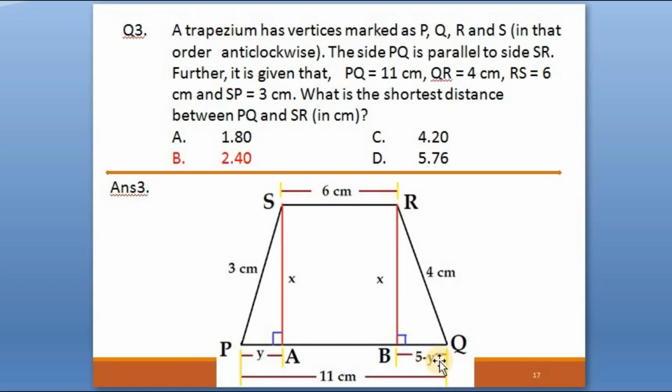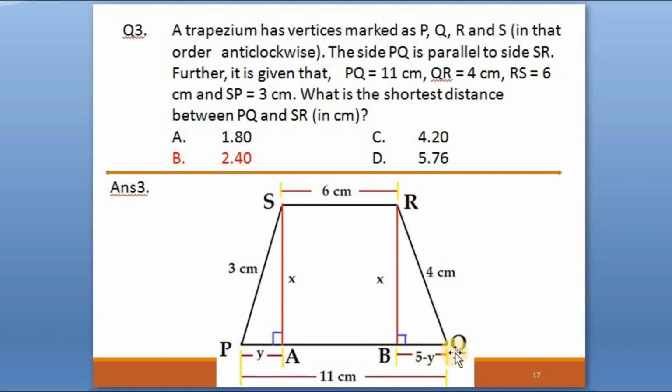And since PQ is given as 11 centimeter, so PQ is 11 and QR is 4. PQ is 11 and SR is parallel to that, and it is also given as 6. So this is 6, right? And QR is given as 4 centimeter and SP as 3 centimeter, right? Then what is the shortest distance between PQ and SR? So he is basically asking for distance x actually, because these two, SR and PQ, are parallel.